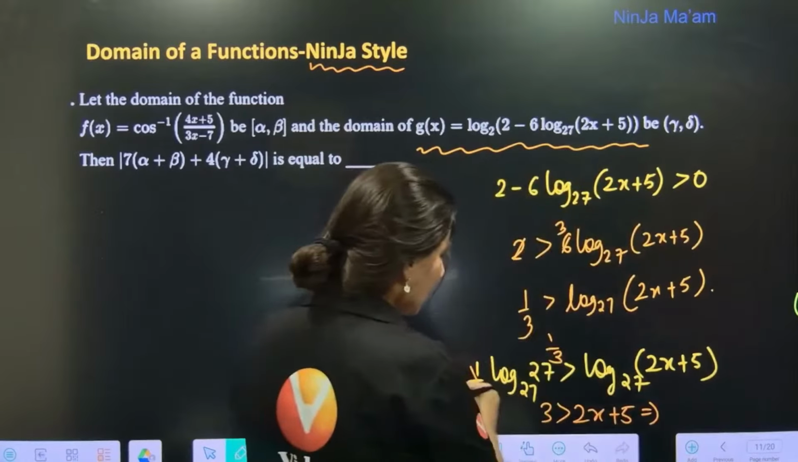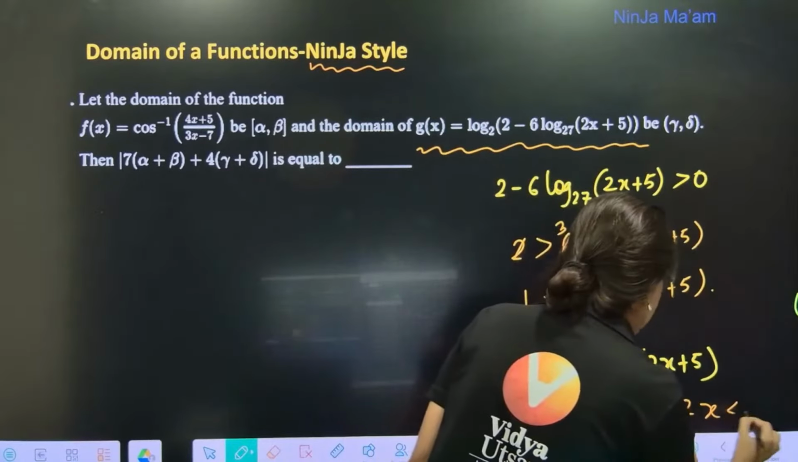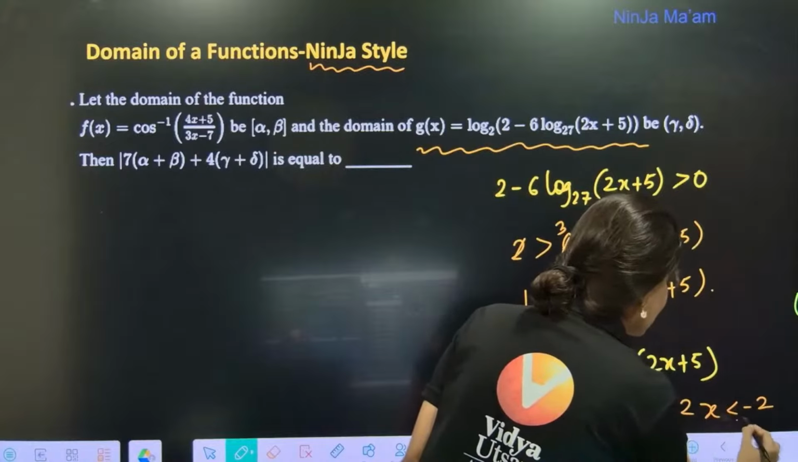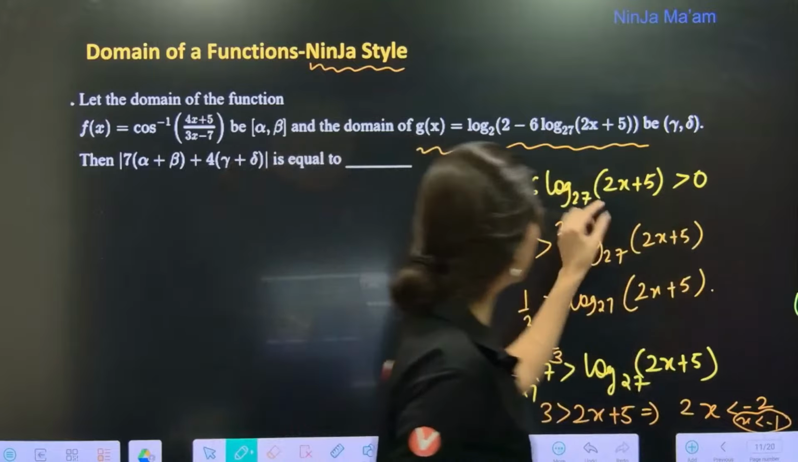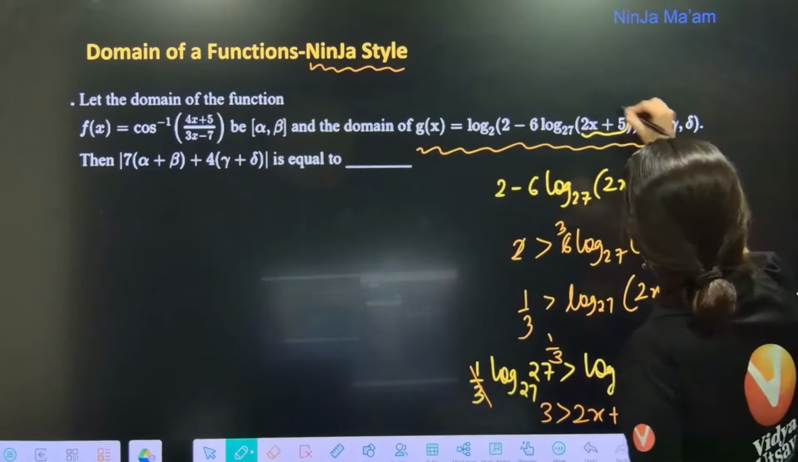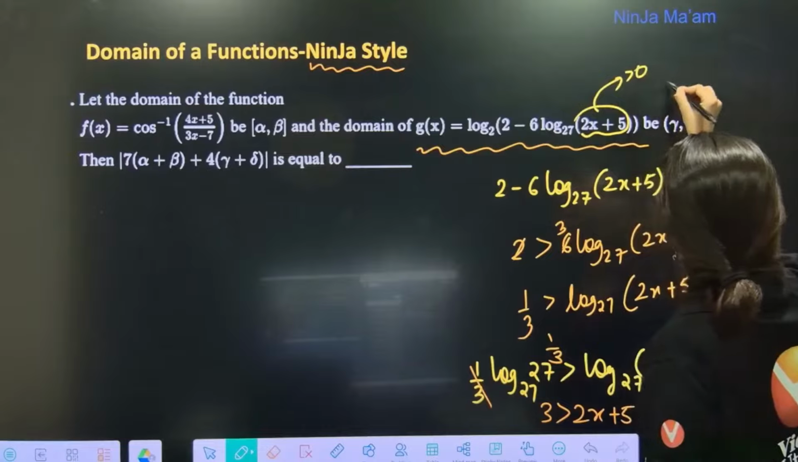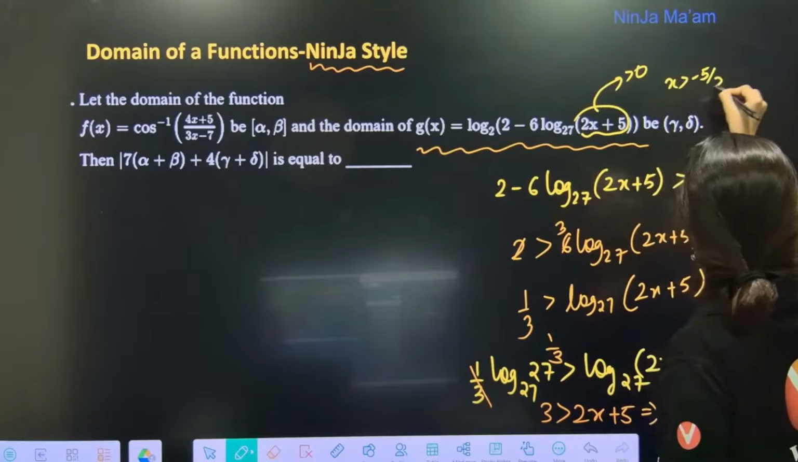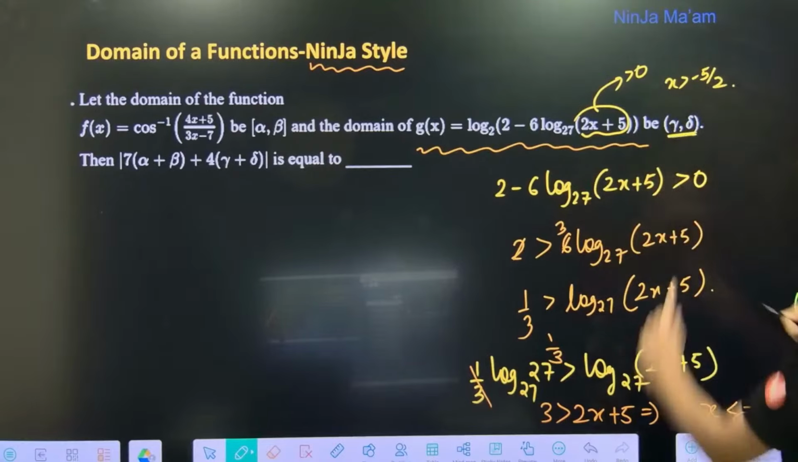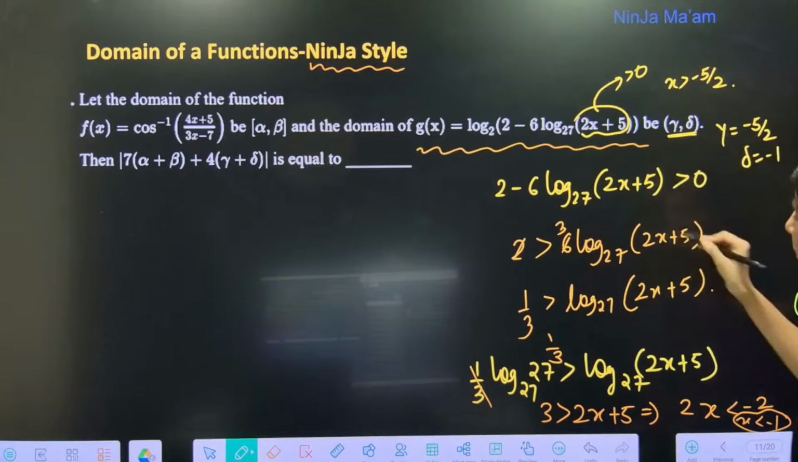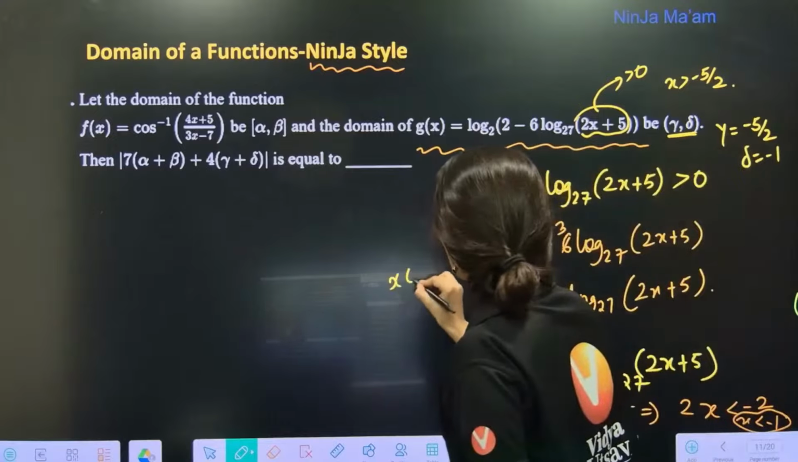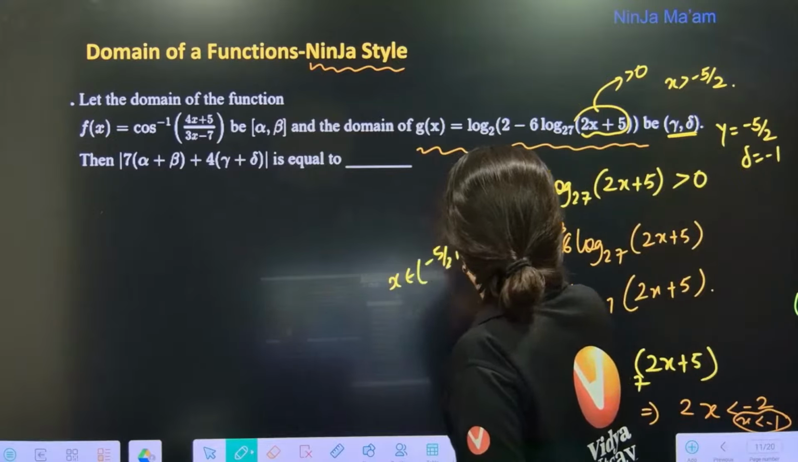So this is going to give you what? Clearly, this is 2x is less than minus 2. So x is less than minus 1. One more thing, let's not forget from here that this 2x plus 1 should also be greater than 0. So x should be greater than minus 5 by 2. So if I talk about gamma and delta, gamma is minus 5 by 2 and delta is minus 1, because the domain will be x belongs to minus 5 by 2 comma minus 1.